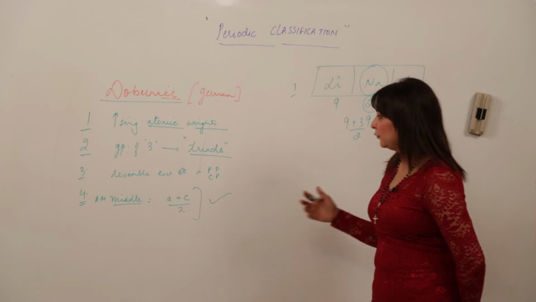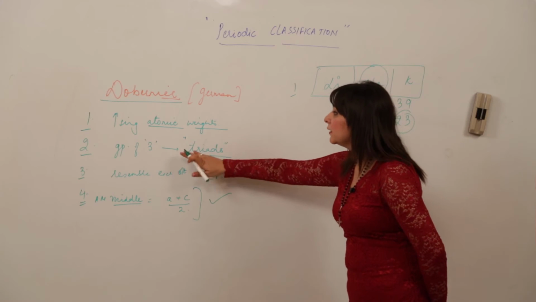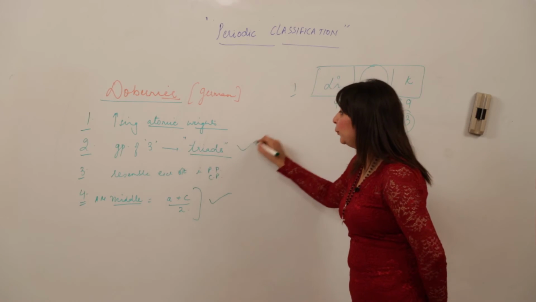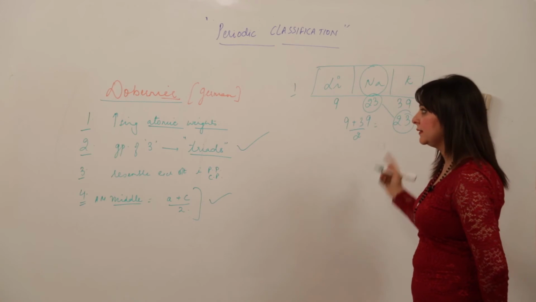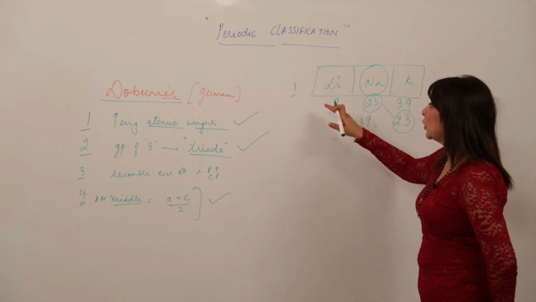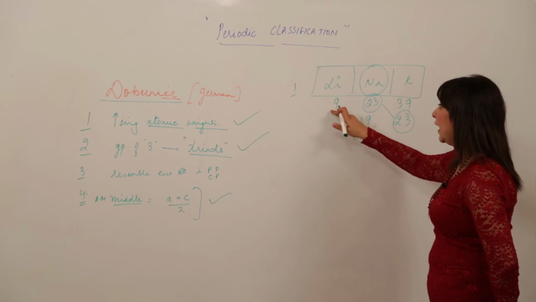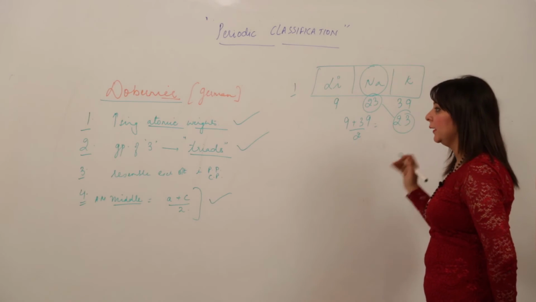Then we will see whether they obey the other criteria or not. He arranged the elements in a group of 3, that is a triad. You can see these are 3 elements grouped together. Next, increasing atomic weight. You can easily see the atomic weight is in increasing order, 9, 23, 39.